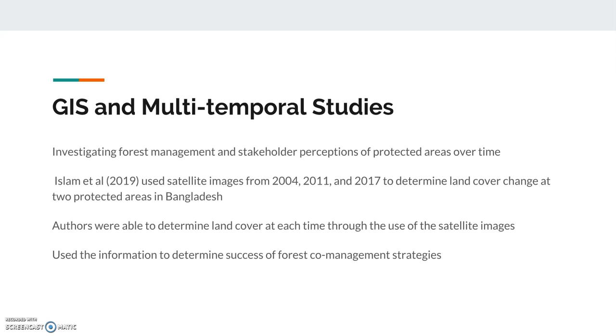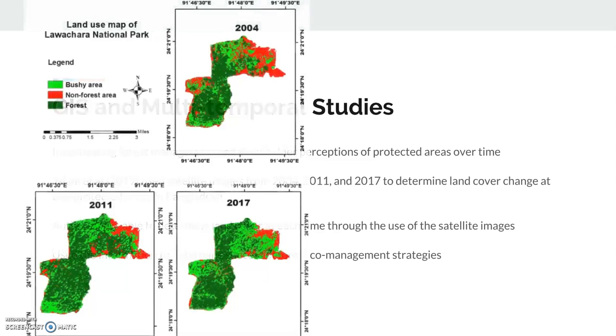So the first study I found was from 2019. The authors used satellite images from 2004, 2011, and 2017 to determine land cover change. They were looking specifically at two protected areas in Bangladesh. They used these satellite images to determine what the land cover was at each time, and then used that information to determine the success of forest management strategies.